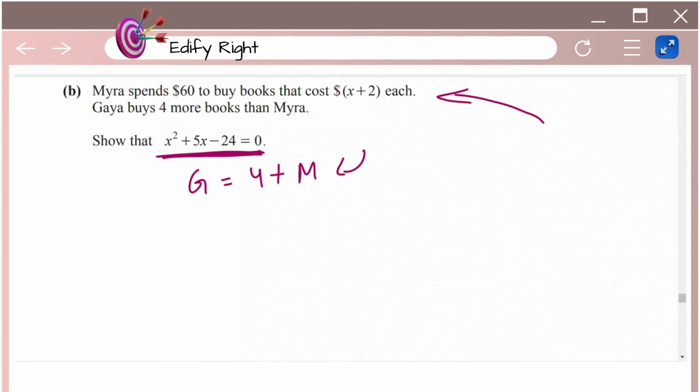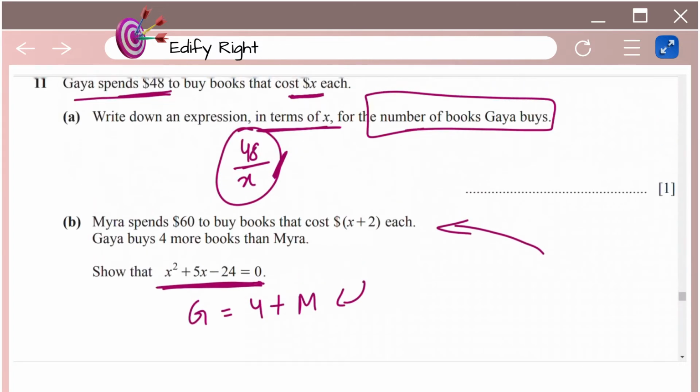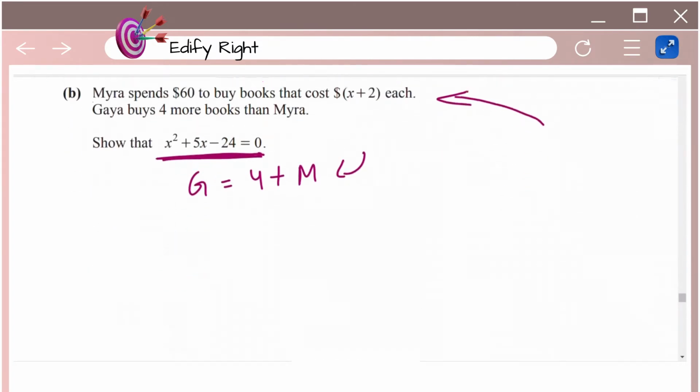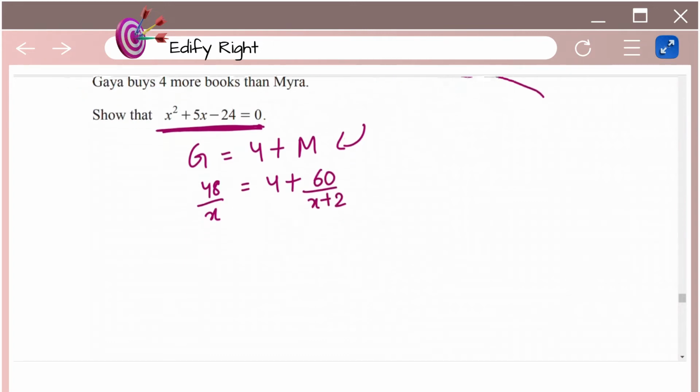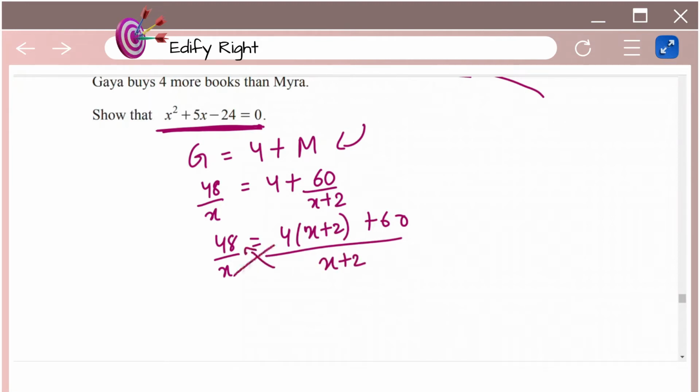So we know the number of books bought by Gaya is 48 by X. So let me just write it here: 48 by X is equal to 4 plus the number of books bought by Myra, which is simply 60 by X plus 2. Now open the brackets, cross multiply. So 48 by X is equal to 4 plus 60 divided by X plus 2. Here you can cross multiply now.